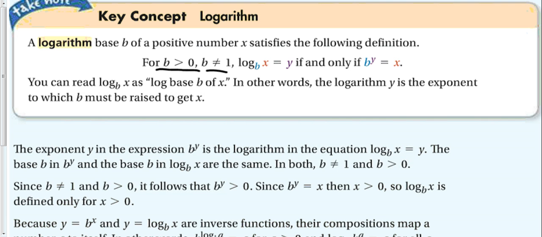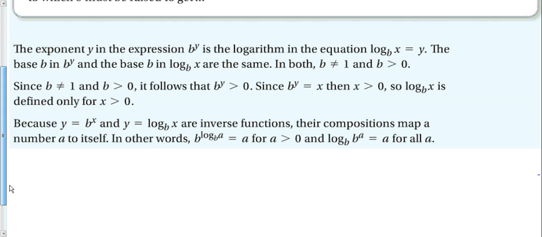Now, the logarithm of x, this y in purple, is the exponent that you have to raise b to get x. That's how logarithms work. The answers to logarithms are exponents. So let's see some of the rules. The exponent in the expression b to the y is a logarithm in the equation log base b of x. So notice that here and here are both y. The bases are the same. We have the base b here, we have the base b here. And in both, b can't equal 1 and b is bigger than 0.